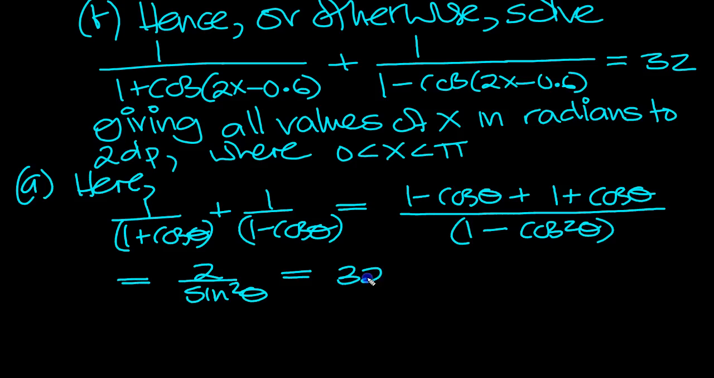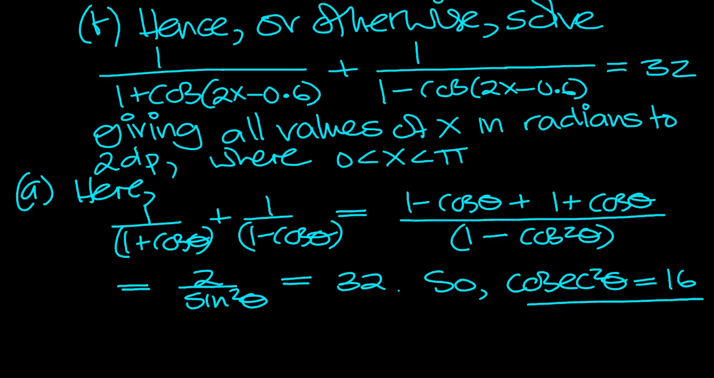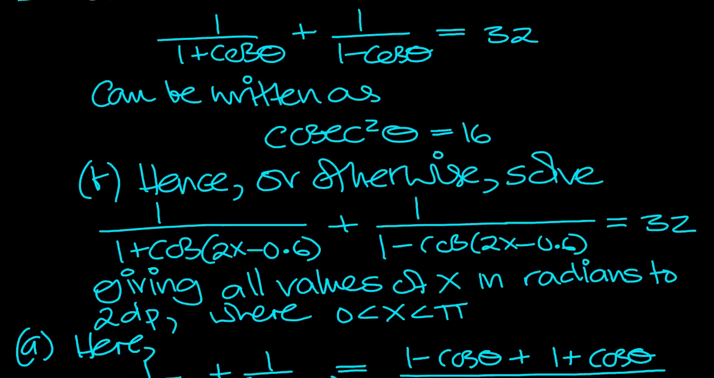That equals 32, doesn't it? So what have we got then? We've got cosec squared, that's 1 over sine squared. Move the 2 from times to divide. 32 over 2 is 16. And that's what we wanted to show. So that's the first part then. This thing here can be simply written in this form. So hence or otherwise, solve this equation, which is identical to this one, with theta being 2x minus 0.6.